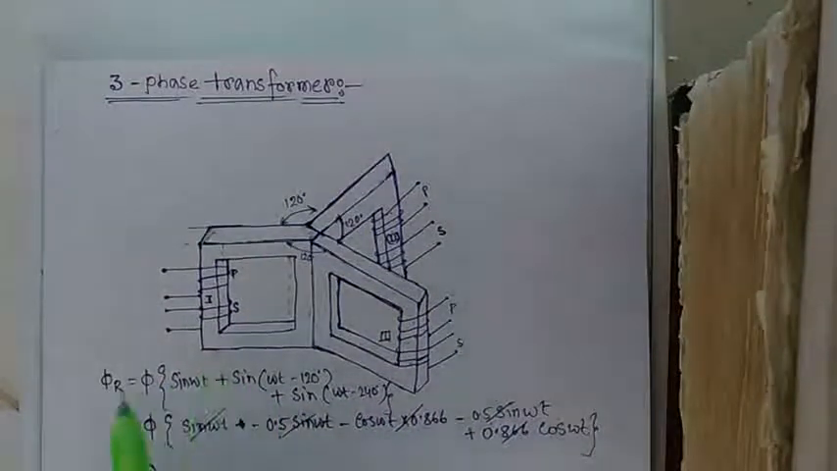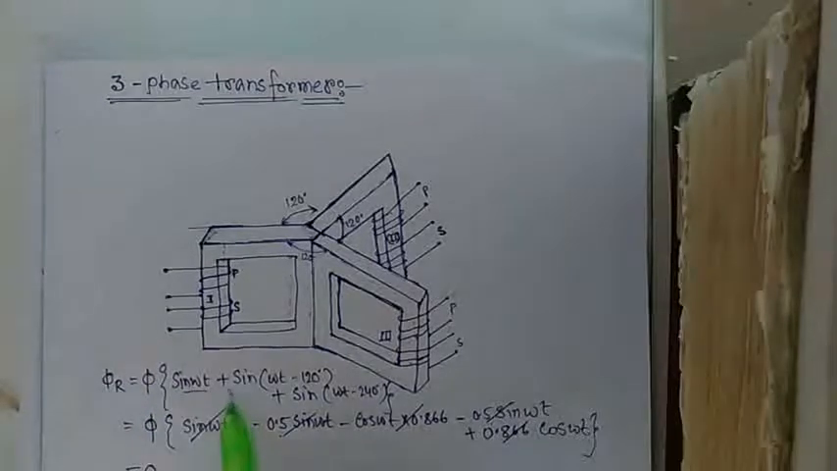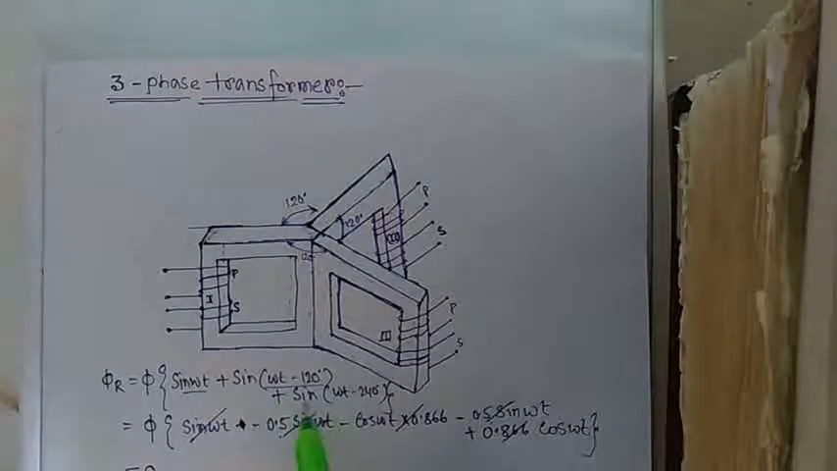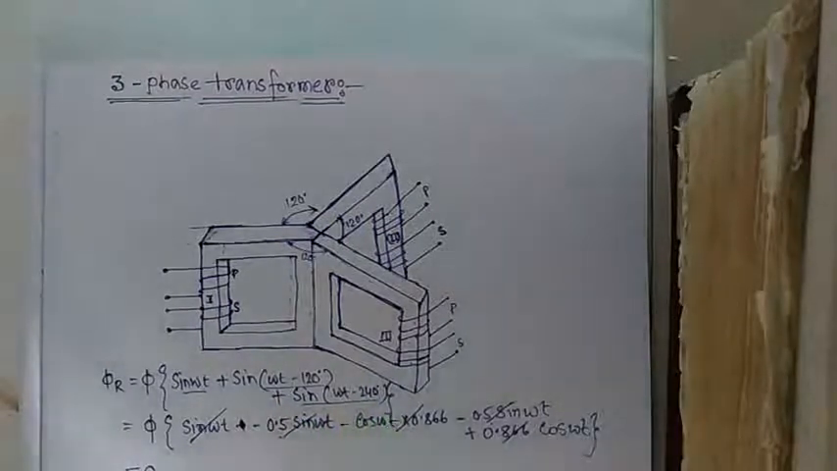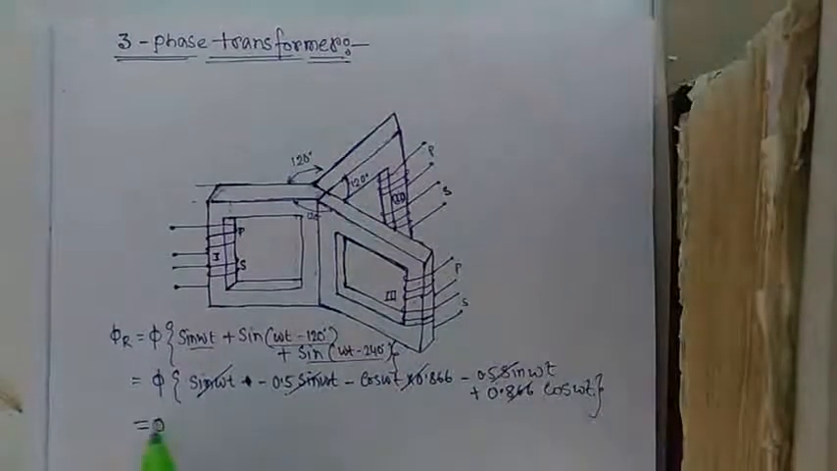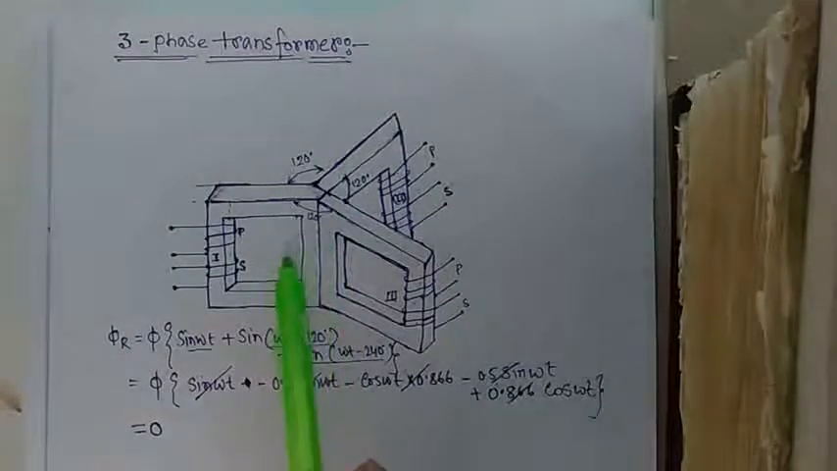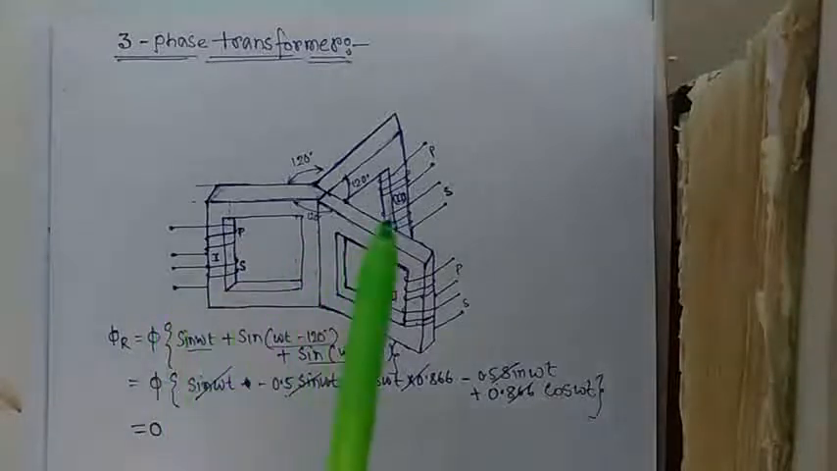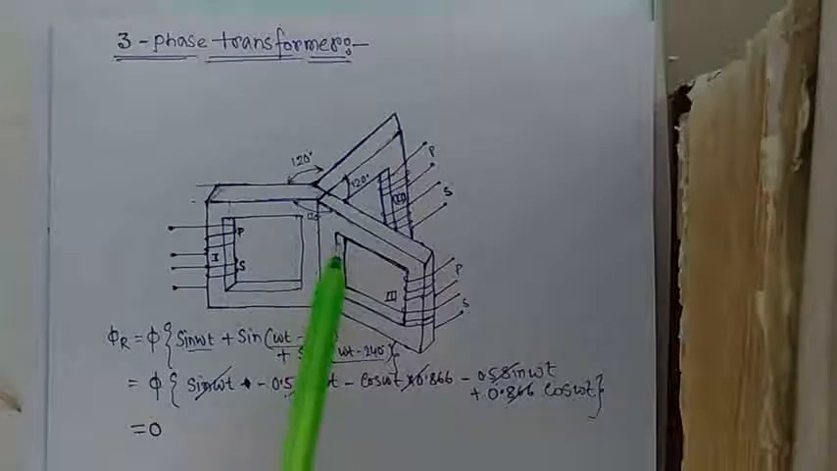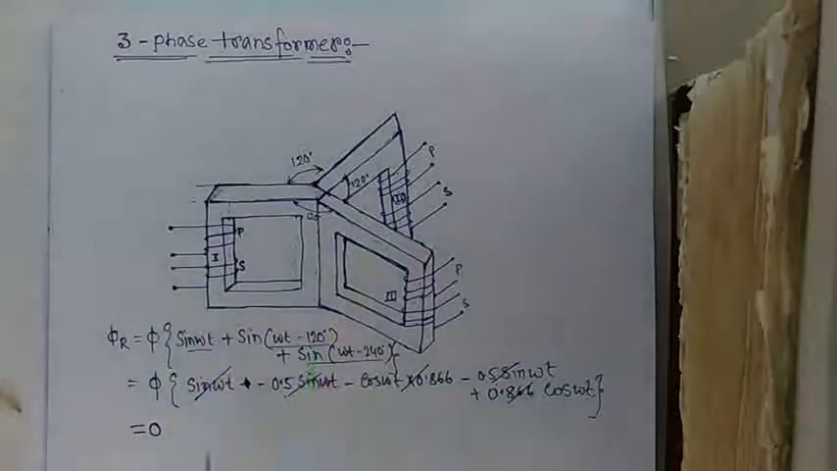As you know, the resultant flux phi equals sin omega t plus sin(omega t minus 120 degrees) plus sin(omega t minus 240 degrees). So if you calculate, this should be equal to 0. As the flux in the center limb is equal to 0, this center limb can be eliminated.